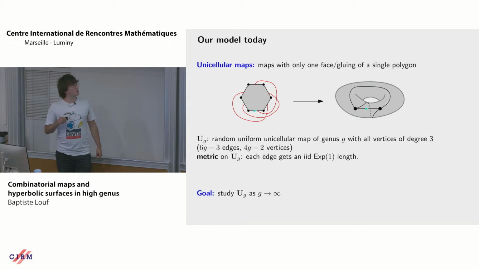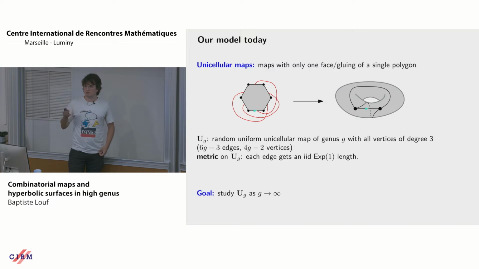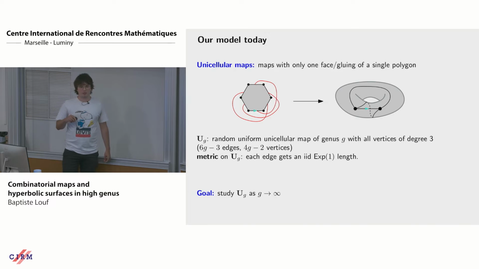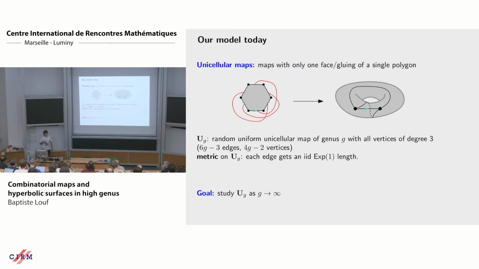I take it uniformly at random, but I will put a metric on it that's slightly different from the one commonly used. Commonly, you just take a random map and the metric you put on it is just the graph distance. Here, you put random lengths on each edge, independent and identically distributed, with an exponential law of mean 1. And the goal is to study this model of maps as the genus goes to infinity. All right, any questions so far?